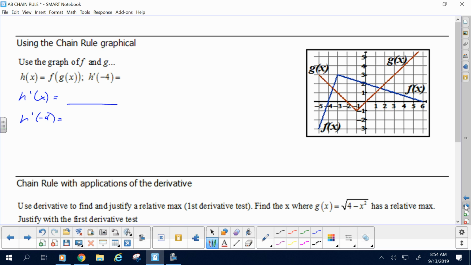Anytime they ask you for a numerical derivative, you should first show the general derivative, then in the second step show the numerical. Do not ever go straight to that.